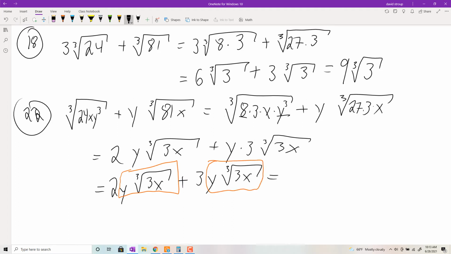So 2 of those first ones plus 3, 2 of something plus 3 of something, is 5 of those somethings. So we get 5y cube root of 3x. That'd be our answer.